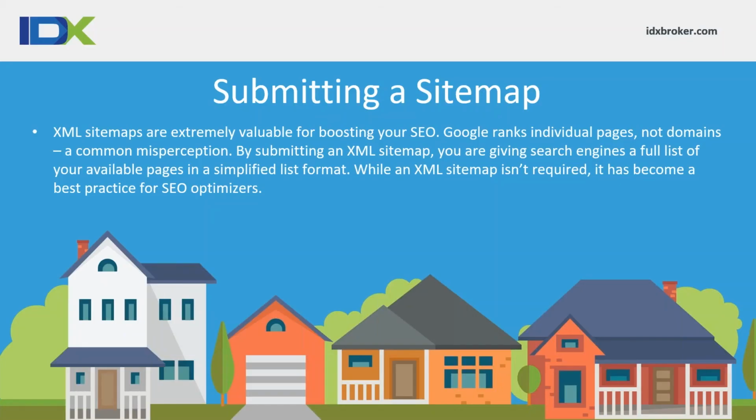And then probably the most important thing you can do in order to rank higher in organic search results would be to submit a sitemap, and that's something you have to do through Search Console as well. An XML sitemap is extremely valuable for boosting your SEO. Google ranks individual pages, not domains. So by submitting an XML sitemap, you're giving search engines a full list of the available pages in a simplified list format. While it's not required, it has become a best practice for SEO optimizers.